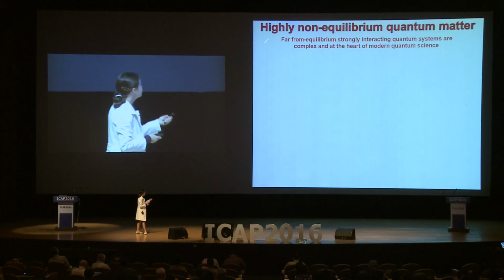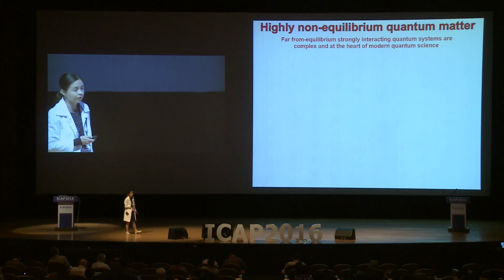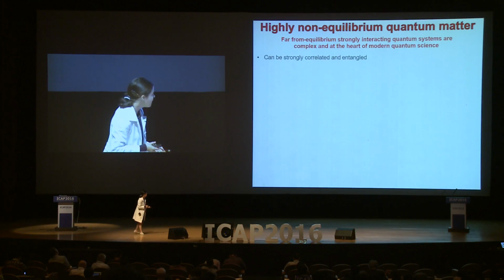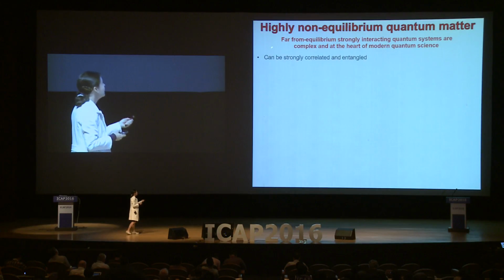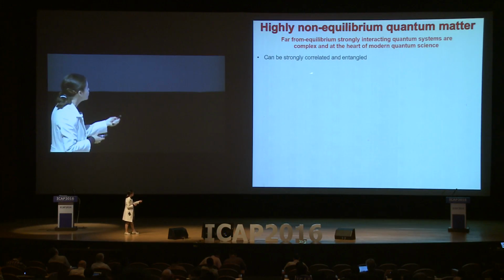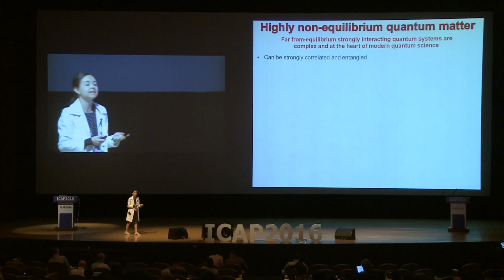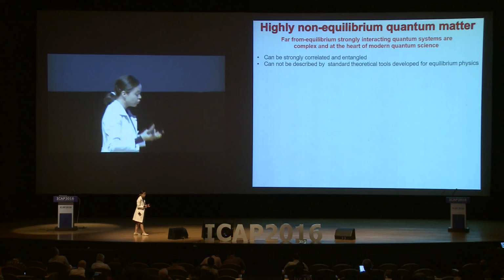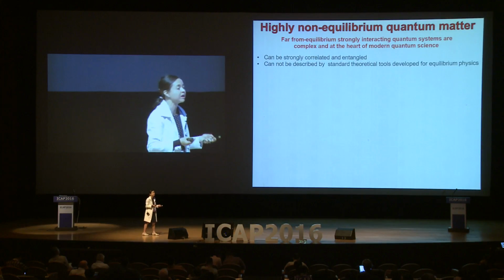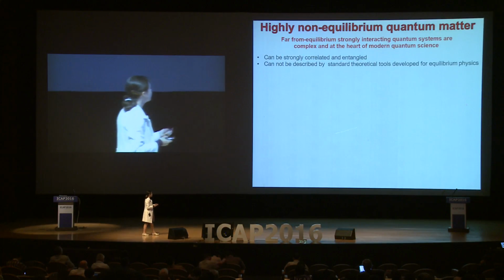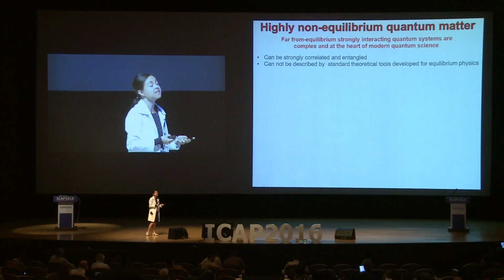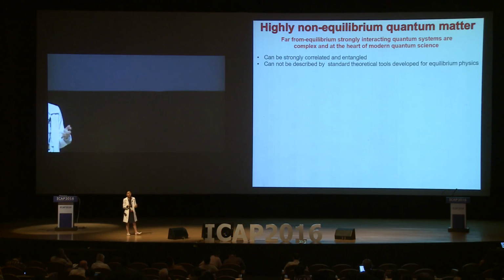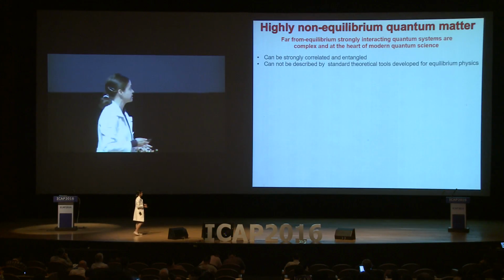So these systems are really interesting and important for us, but when we try to understand them, we always face the fact that they tend to be very complex because they are most of the time strongly correlated and entangled. Because of this, the standard tools that we have developed for a very long time to understand equilibrium systems do not apply to these far-from-equilibrium systems, and therefore we are in urgent need to develop new methodologies.